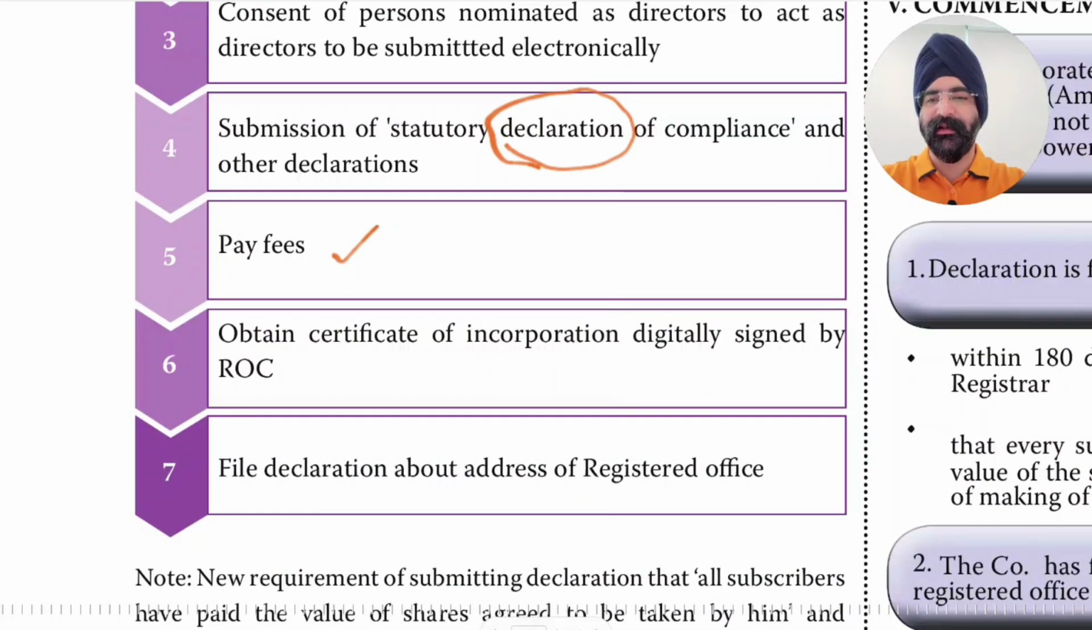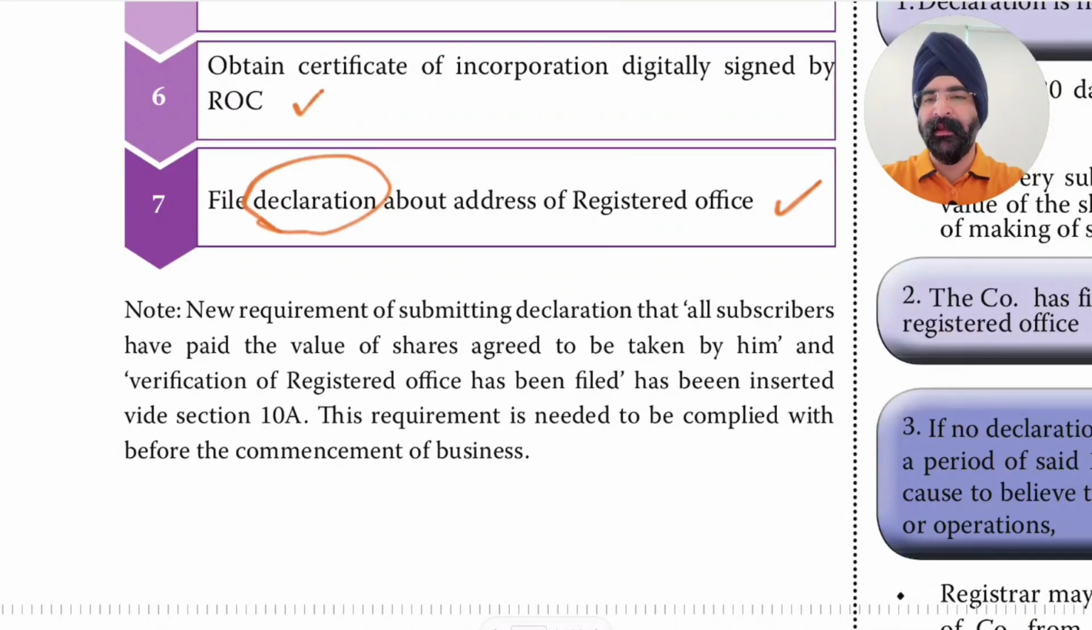ROC fees is paid, obtain certificate of incorporation digitally signed by ROC, file declaration about address of registered office. Note, a new requirement of submitting a declaration that all subscribers have paid the value of shares agreed to be taken by them, and that verification of registered office has been filed, has been inserted via section 10A. This requirement needs to be complied with before the commencement of business.